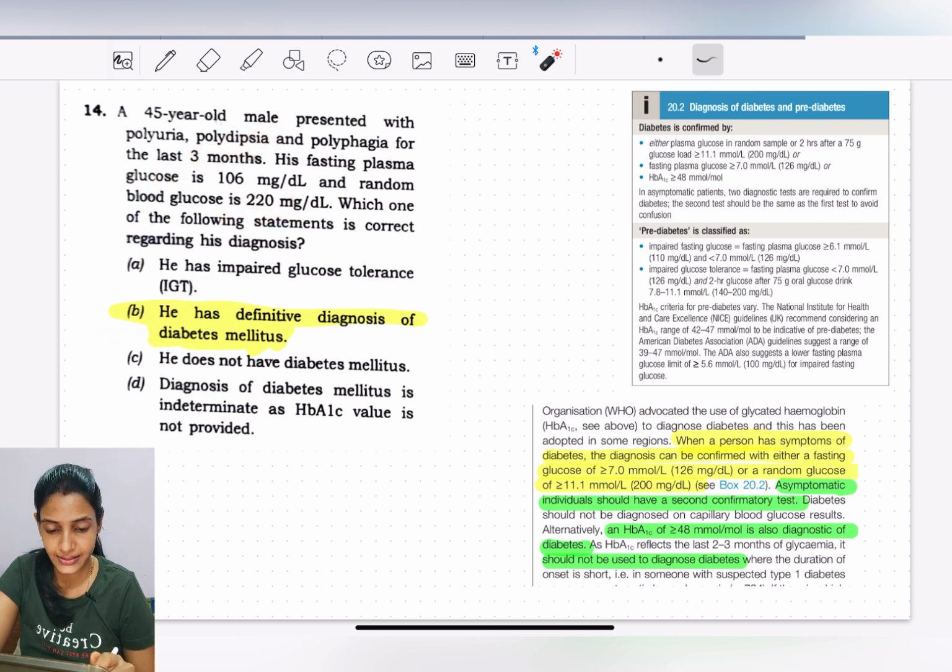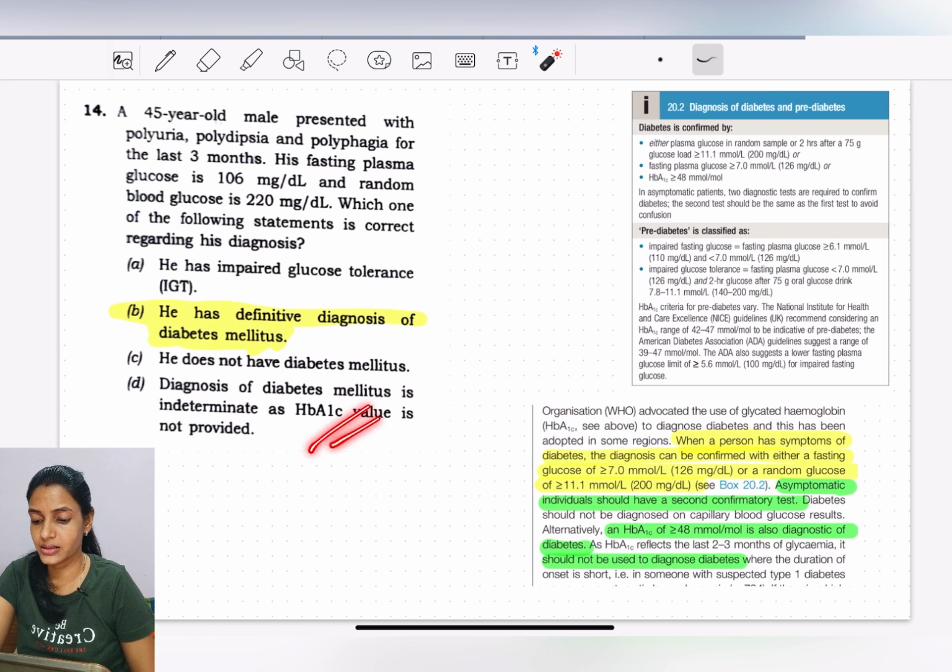so it's a case of diabetes mellitus. If the patient doesn't have the clinical symptoms, then 2 diagnostic tests are required to confirm. Either you should have the fasting glucose more than 126 or the HbA1c more than 48 or the random more than 200. And they are talking about if the HbA1c is not provided, so the diagnosis is indeterminate. HbA1c is diagnostic of diabetes, but it should not be used to diagnose diabetes alone. For the diagnosis, you should have the fasting and the random.